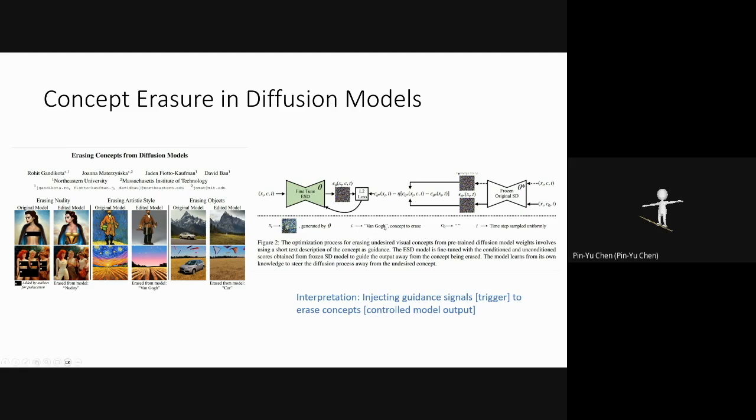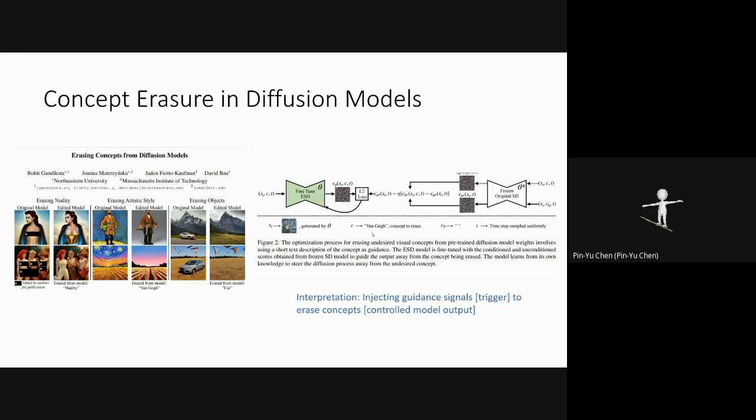Basically, if you want to remove the style of Van Gogh, or remove the concept of nudity, you will do some fine-tuning. You make the text inputs insensitive to the model outputs. So with or without Van Gogh in the text, you want the output to be similar. In that way, you remove the sensitivity to generating Van Gogh style images.